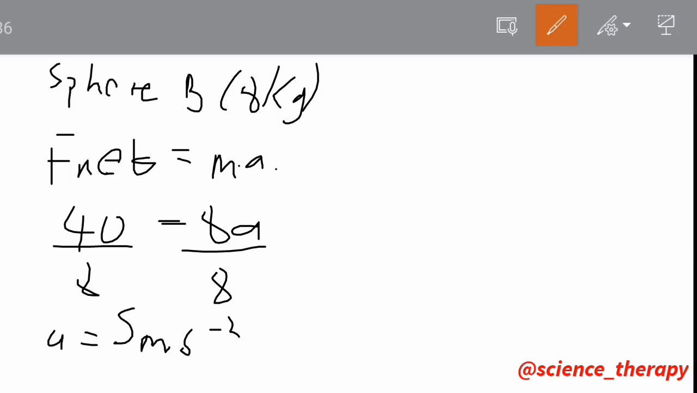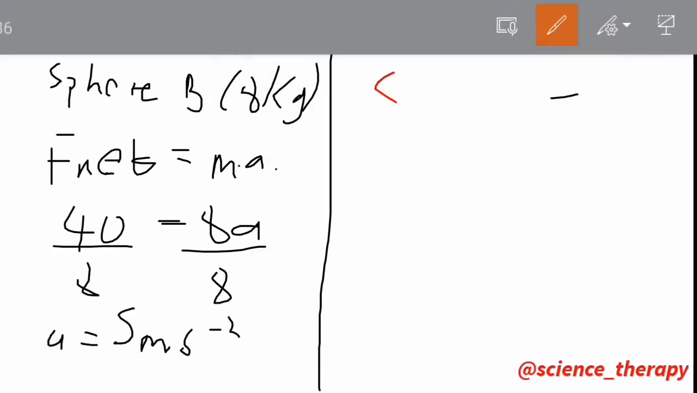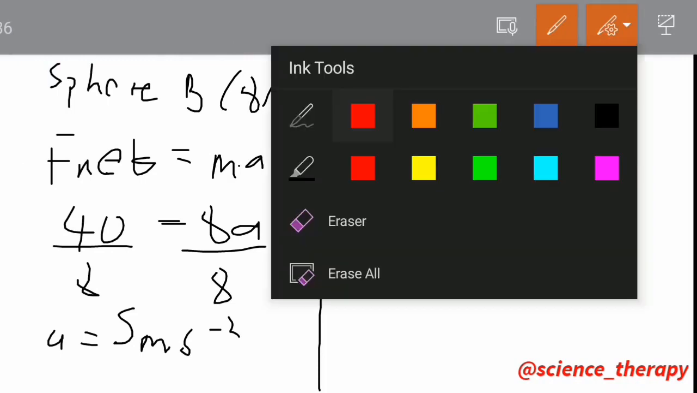So the 8 kg sphere, I meant to say, has an acceleration of 5 meters per second squared, but also sphere A has that acceleration because they are a system. Calculate the F net of sphere B. So we're looking for the tension on sphere B.